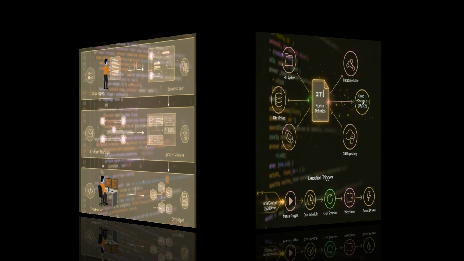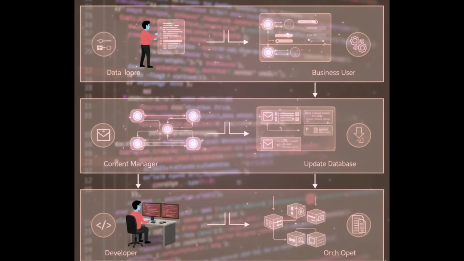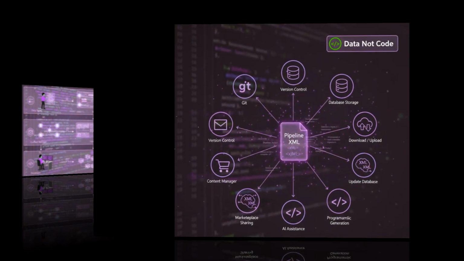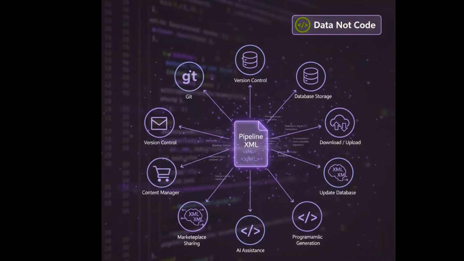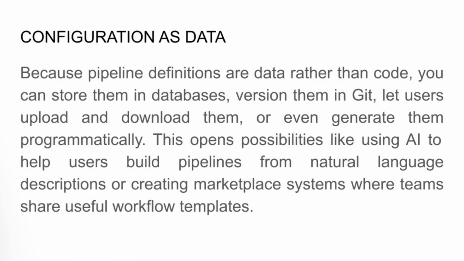automation. Because the pipeline definition is just data, not code, you can store these XML configurations anywhere. Put them in your database, save them to files, version them in Git, let users upload and download them. The possibilities are endless. And because it's XML, you could theoretically generate pipelines programmatically or even use AI to help users build pipelines based on natural language descriptions.